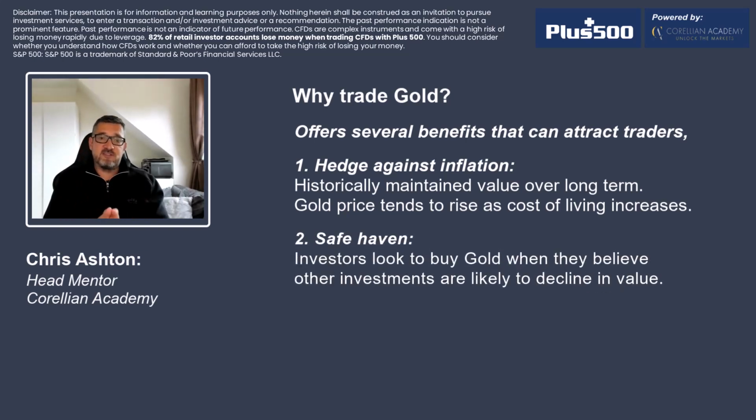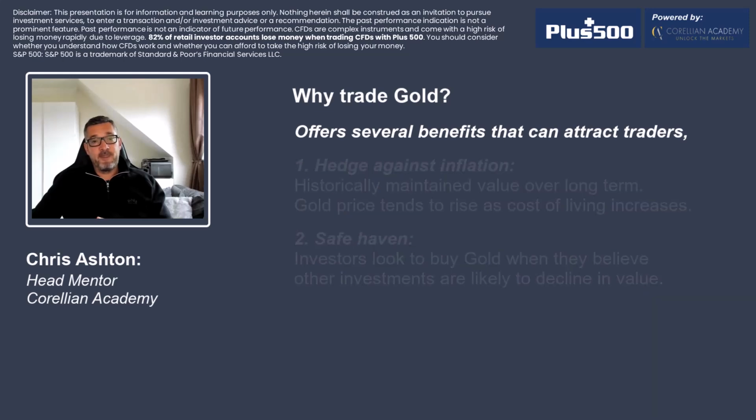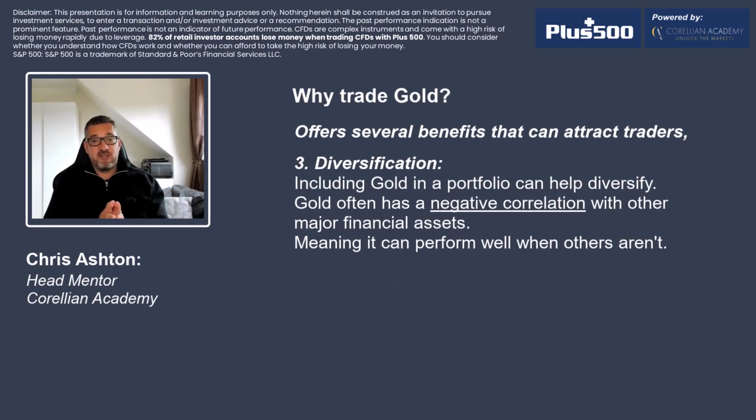Number two is safe haven. During periods of economic uncertainty or geopolitical tension, gold is considered a safe haven asset. Investors often buy gold when they believe that other investments like stocks or bonds are likely to decline in value due to economic instability. Number three is diversification.